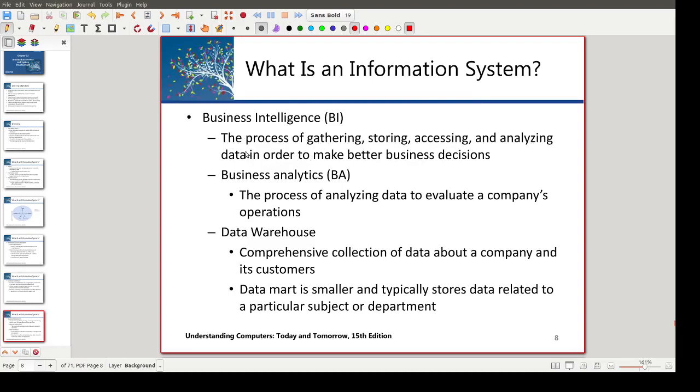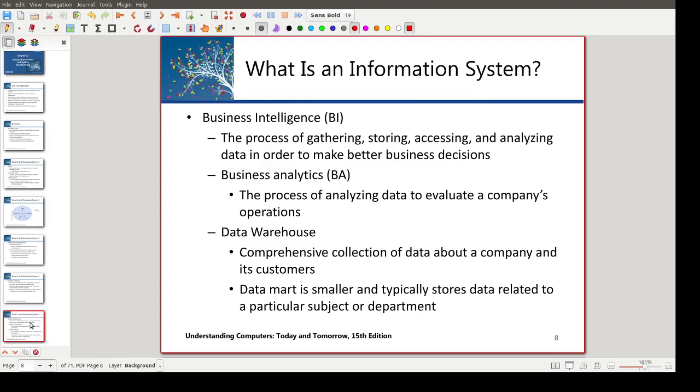analyzing data. So where is our data? Our data lies in these data warehouses. It's a comprehensive collection of data about a company and its customers. Also, there might be some data marts. A data mart is some sort of data warehouse, but it is smaller, and it typically stores data related to a particular subject or department. It is not for the whole company or the whole organization.